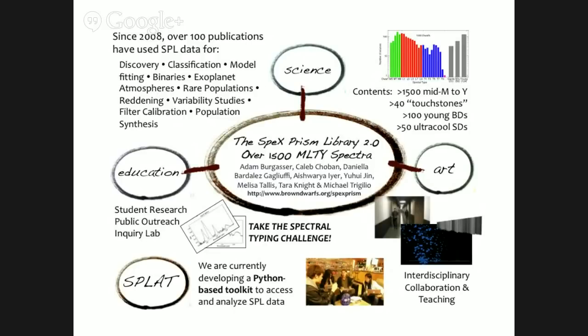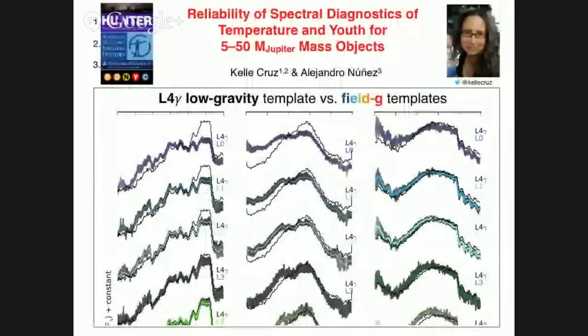So I wanted to share the updates that are coming up with the SPLAT Prism Library. We're going to be adding about 1,000 more spectra to this library. And I have a group of students who are now working on developing a Python code specifically for this library. So you'll be able to access, analyze, and do all sorts of fun things with the spectra using this Python code that we've already developed. And we're working with you guys. I also wanted to point out that we've been using this library not just for research, but also for education. This is a great place for students. I'm off.